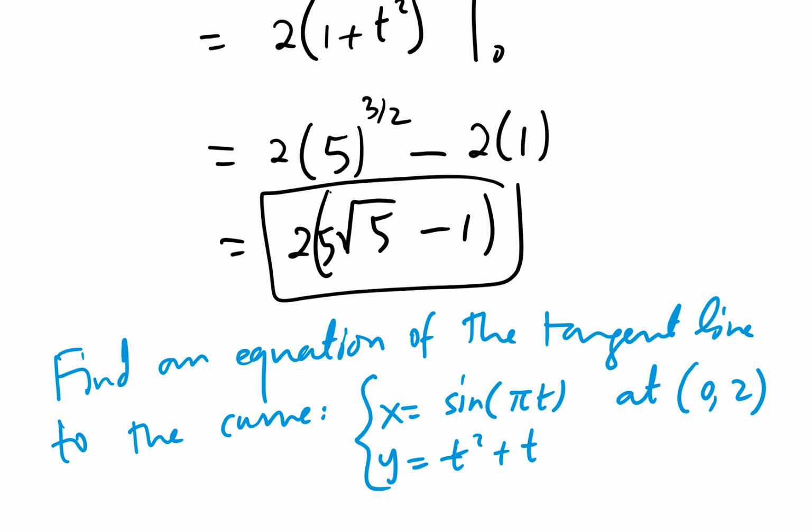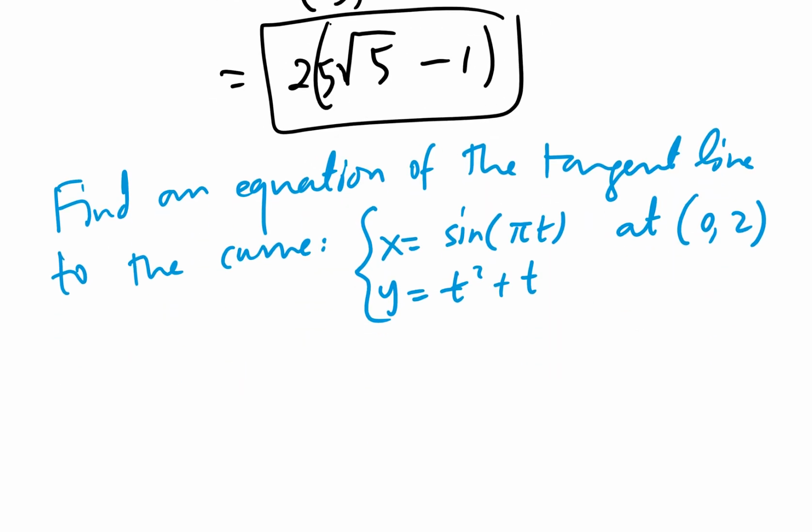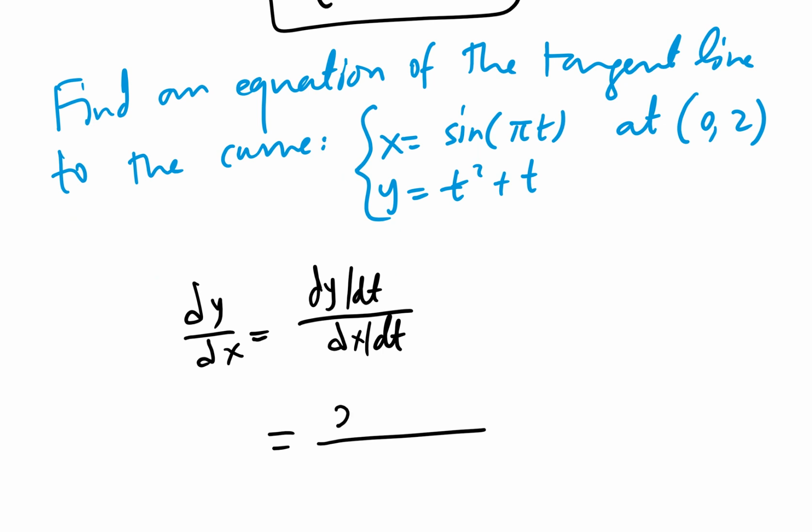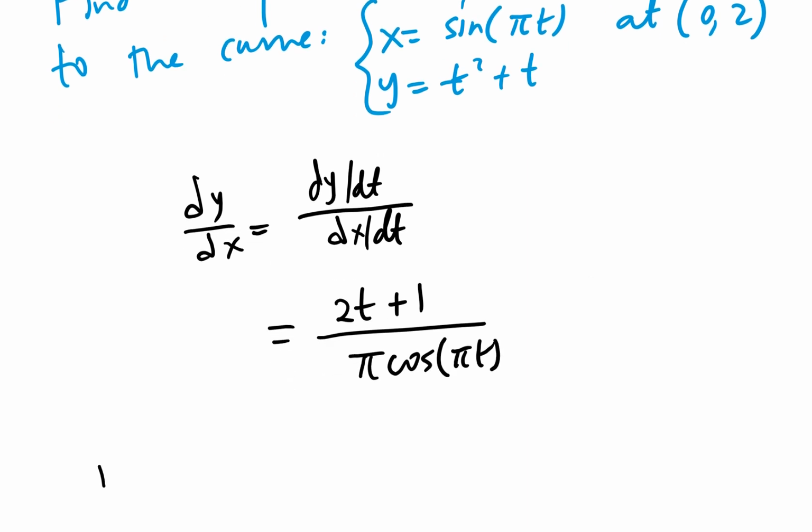So to find the equation of the tangent line, we need to find the slope, right? dy/dx. dy/dx is dy/dt over dx/dt. dy/dt is 2t plus 1, and the derivative of sine pi t is pi cosine pi t. Then the slope of the tangent line is going to be this derivative at t equals some value.